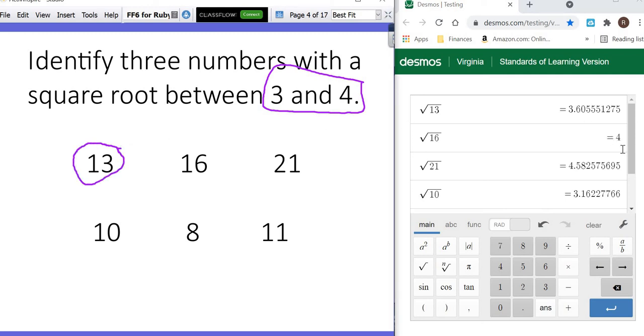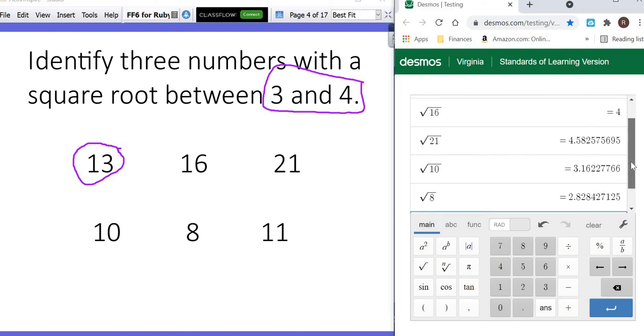The square root of 16 is equal to 4. That is not what we're looking for. We're looking for between, not equal to 3, not equal to 4. So let's look at the next one.